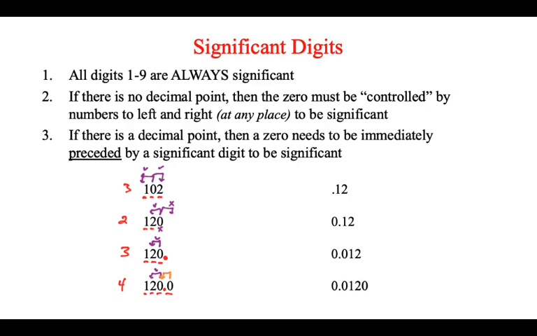Okay? Top one, decimal point. Do we have any zeros to worry about? No. So, just 2 sig figs. The one underneath it has a 0. Okay? There is a decimal point. If there's a decimal point, then there needs to be a significant digit to the left. There's literally nothing written there, which means it's not significant. 2 sig figs.